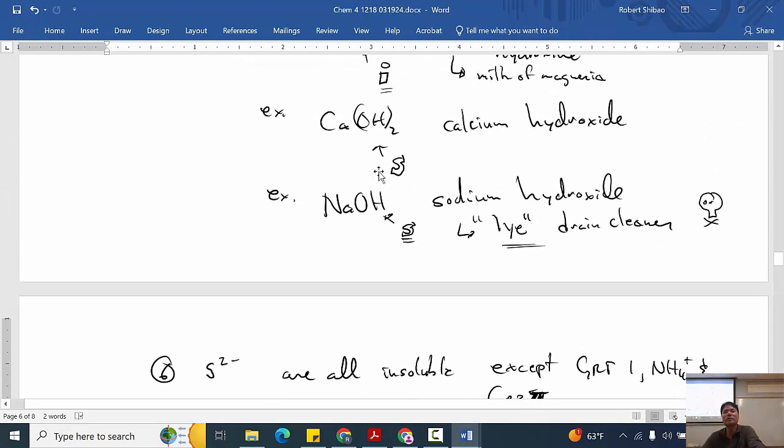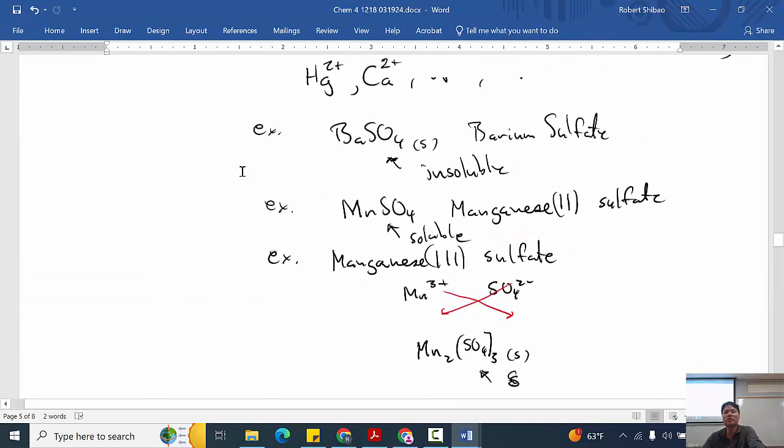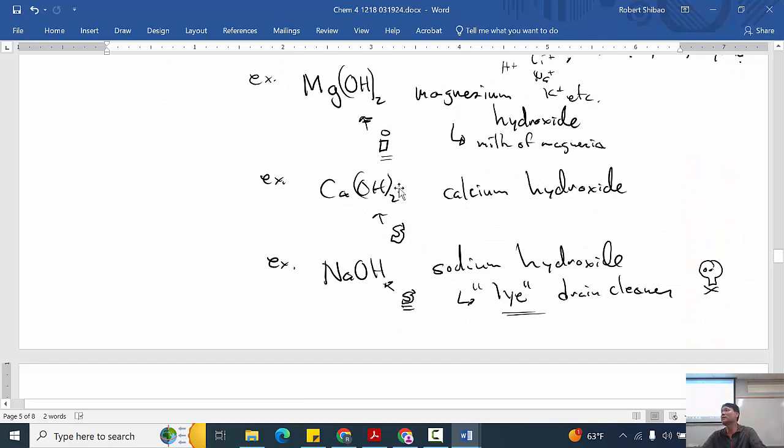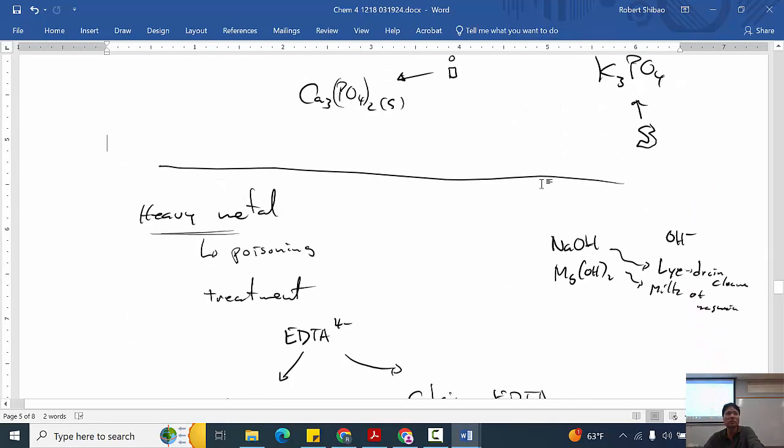So the next thing you want to do is look: are there any patterns in the solubility rules? Do you see any patterns there? So if something were not on this list of rules, could you kind of figure it out? Maybe, if you know the patterns.